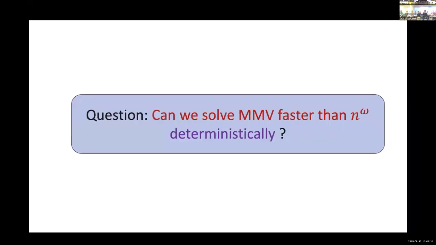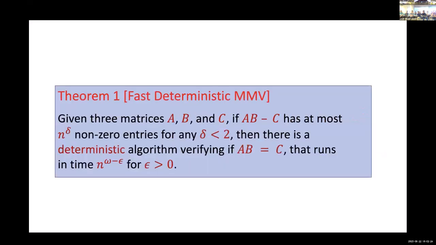So the natural question is, can we solve this deterministically? Can we approach MM and come up with something better than omega deterministically? The first result is the following. If I give you three matrices and the product AB disagrees with C on a sparse set of points, just n to the 2 minus epsilon, any subquadratic number of points, then there's a deterministic algorithm that runs in less than n to the omega and decides whether or not this holds.